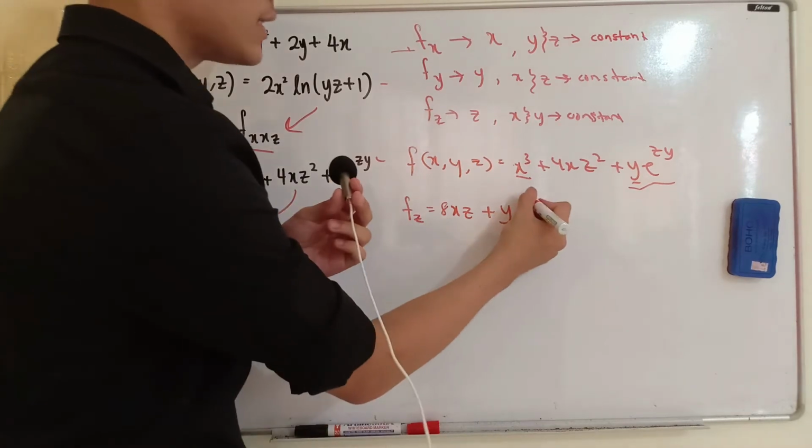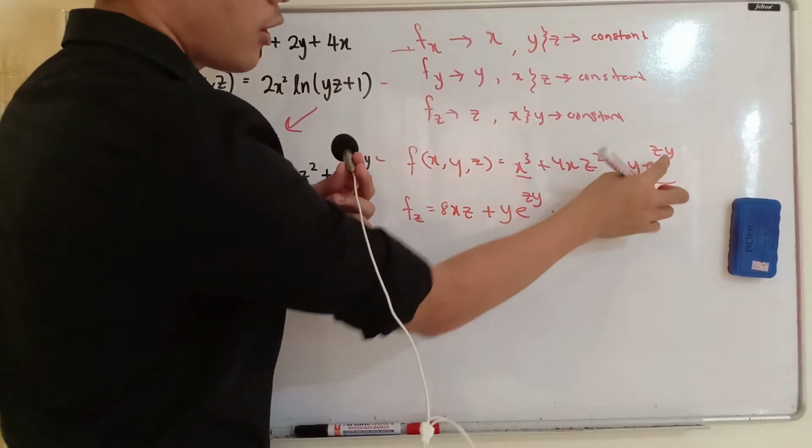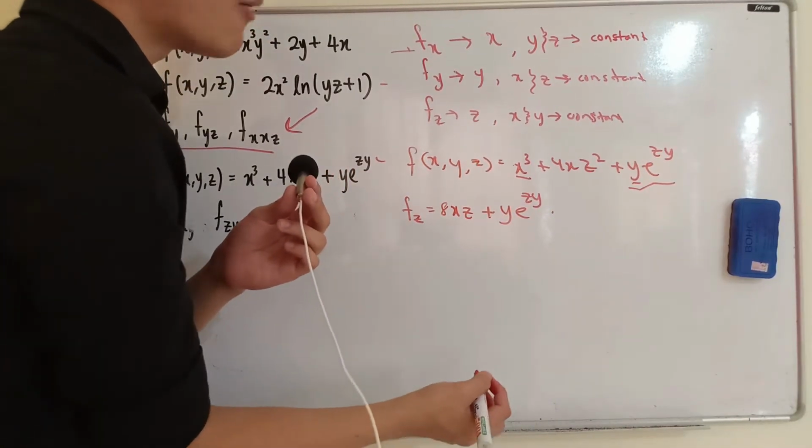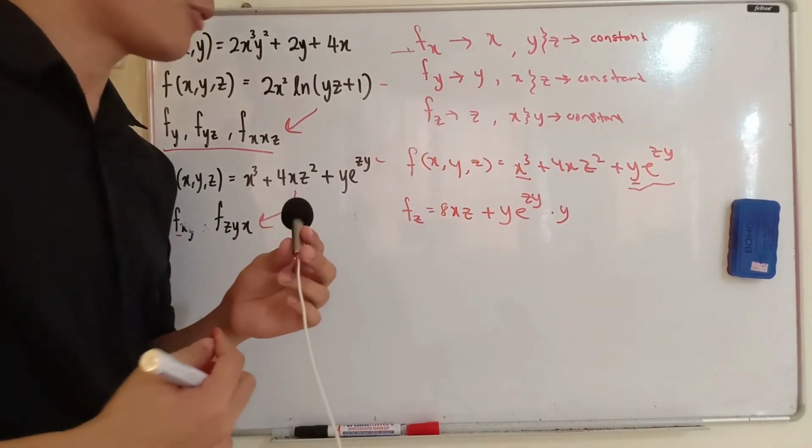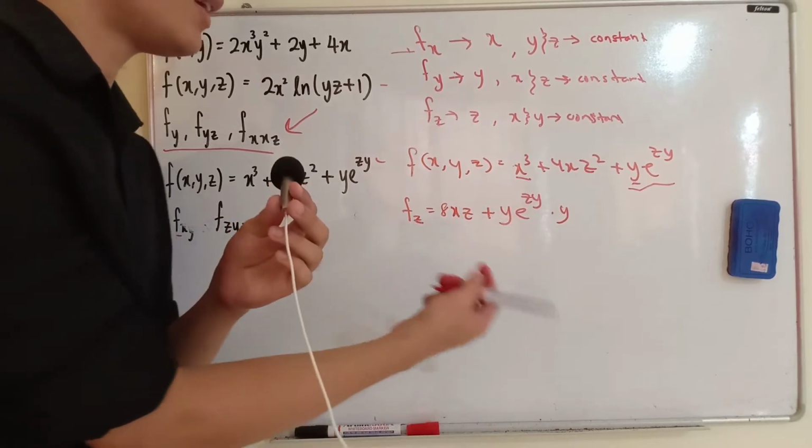Differentiate e, going to get the same thing. Then differentiate your power. Okay, here going to get y. Differentiate yz, differentiate zy going to be y.